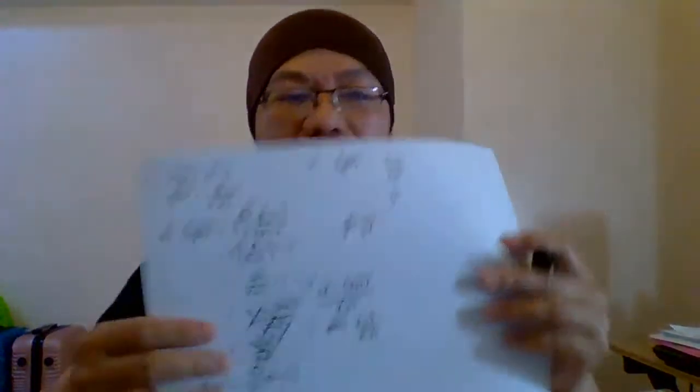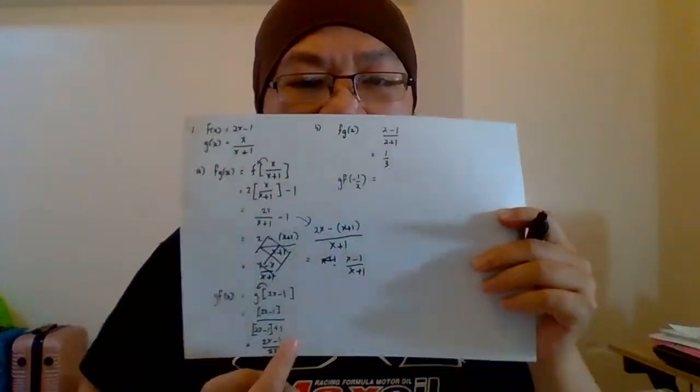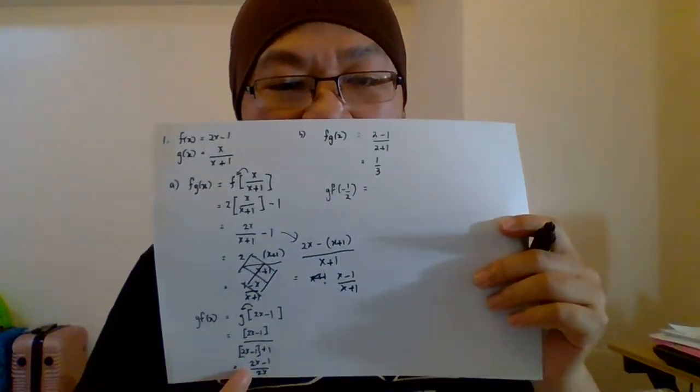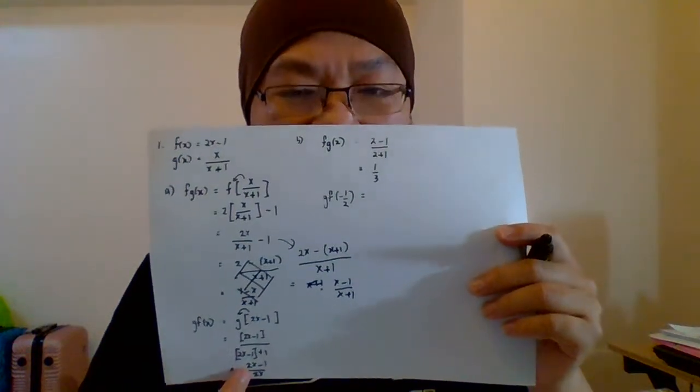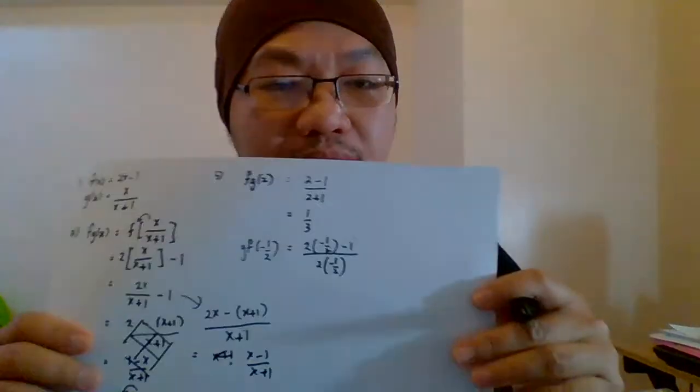Okay, GF negative half. How do we find the value? As usual, this is your equation, GF. We already obtained the composite function of GF. So 2x minus 1 over by 2x, right? So we just insert the negative 1 over 2 inside. So you're supposed to get this one. Negative 1 over 2 minus 1 over by 2 bracket negative 1 over 2. Okay, you're supposed to get this equation.